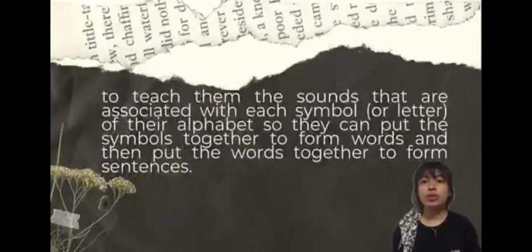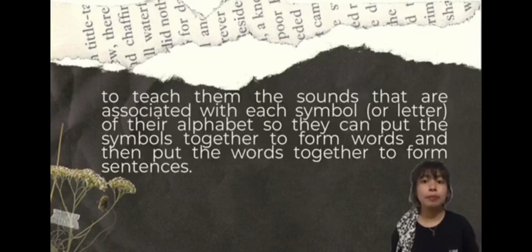The best way to help new readers learn to read accurately is to teach them the sounds that are associated with each symbol or letter of their alphabet, so they can put the symbols together to form words and then put the words together to form a sentence. This means that beginners in reading must start with letter sounds, and after familiarizing them, learn to connect them to form a word.